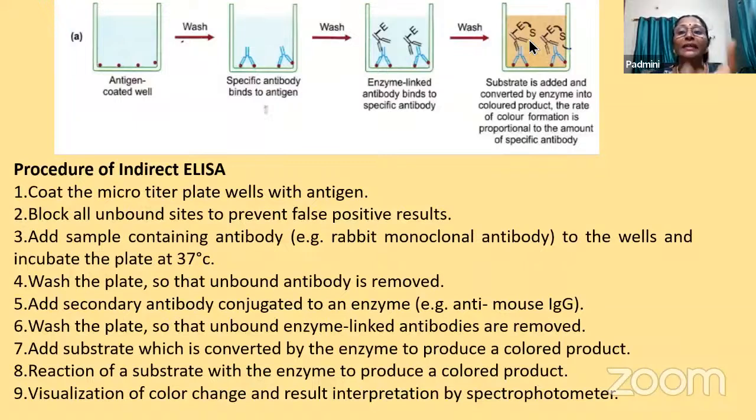thereby the color is being formed. The color formation depends on the intensity or the degree of infection that the person is affected by. So that is the indirect ELISA technique. So you can read this particular topic on how the procedure is dealt with.